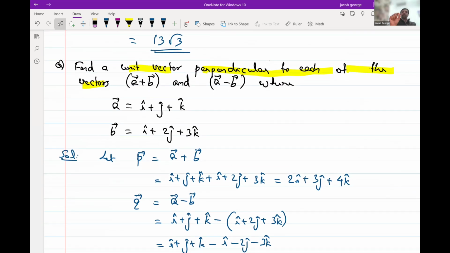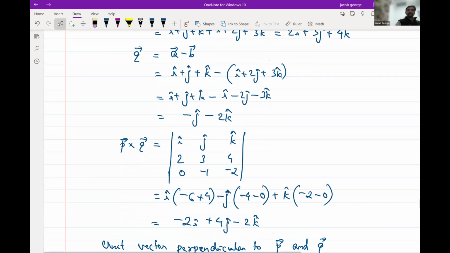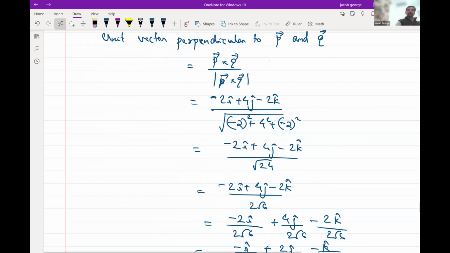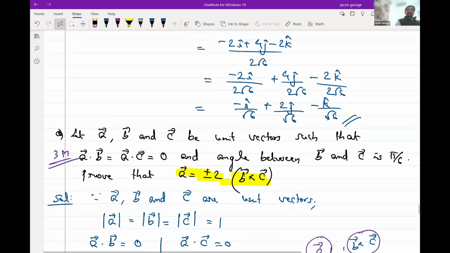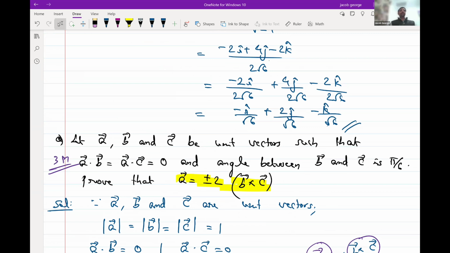This is very important. Whenever you see the words unit vector perpendicular to, it means we have to find the cross product. First we find A plus B and A minus B, then find the cross product. For a unit vector, one more step is to be done. What is that? Cross product divided by its magnitude. So the cross product is found, then its magnitude, and this is the unit vector. Can you do this question? It is a very important one.